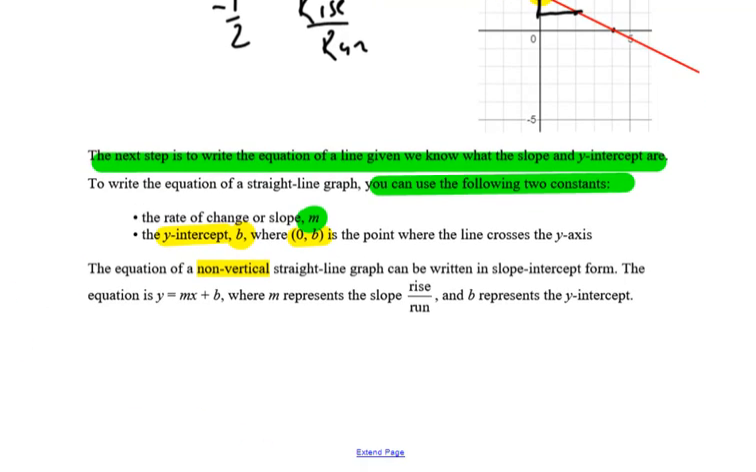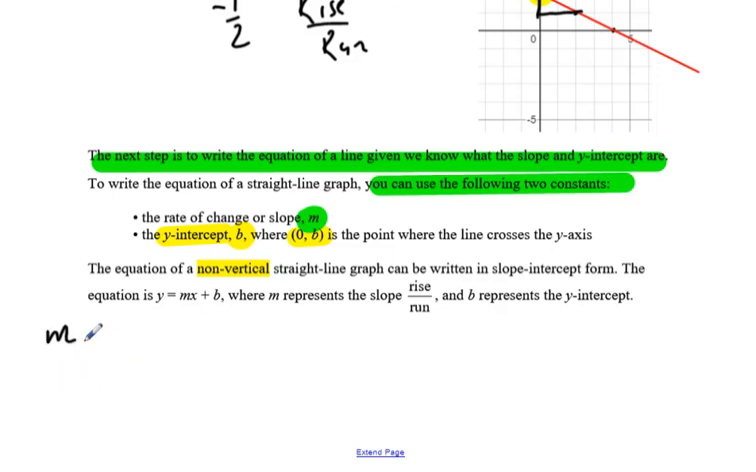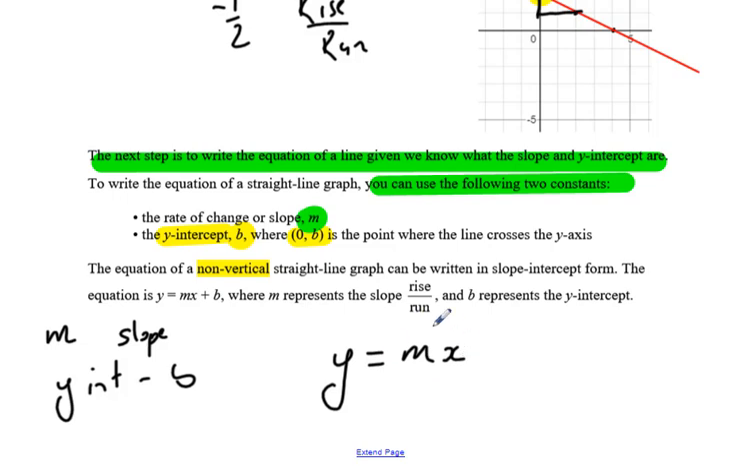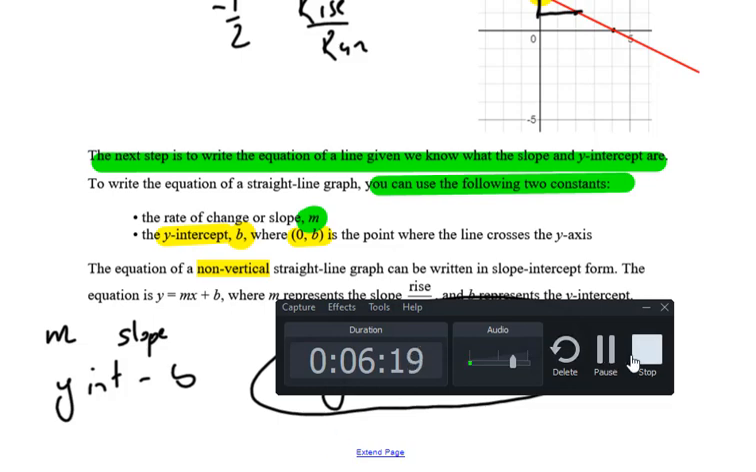So it turns out if we know the slope of a line, m, and we know the y-intercept, which we're going to call b, the equation that we can use to write the line is y is equal to m times x, so slope times x, that's the rise over run, or the rate of change, and then plus b. That's referred to as the slope-intercept form of the line, and that's something you're going to be remembering for the rest of your math career.